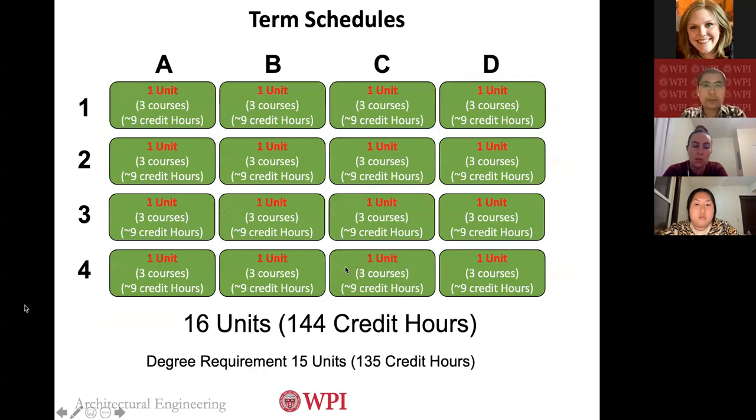So these are the term schedules. WPI has very fast-paced courses. Each course is only 7 weeks, so less than 2 months. If you look at the term schedules, we have 4 years, and each year has 4 terms. A and B are for the fall term, and C and D are for the spring term. Each term, the standard number of courses is 3, but some students can take more than 3 courses to overload a little bit.